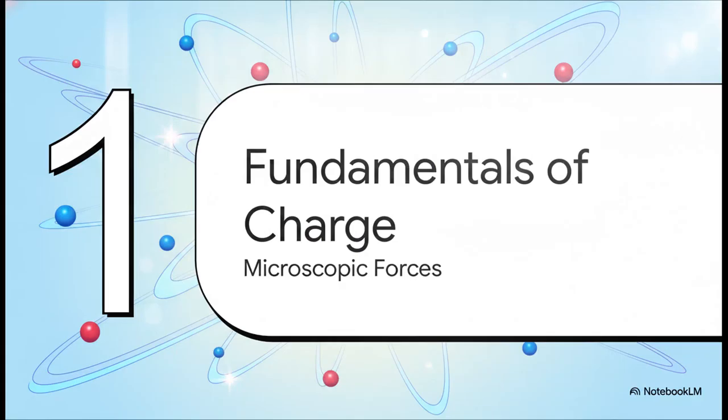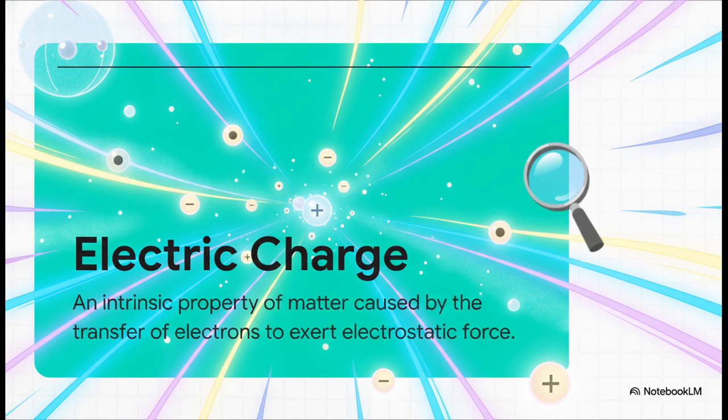All right, let's kick things off with Section 1, the fundamentals of electric charge. To really wrap your head around electricity, you got to start at the absolute source. Electric charge is this intrinsic, pure property of matter. It's honestly just like mass. It's a fundamental characteristic of the particles making up our universe. And when an object becomes charged, it is entirely due to the transfer of electrons.